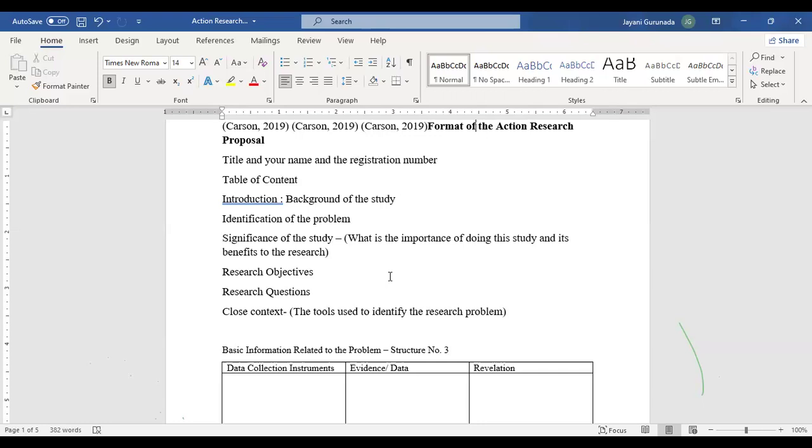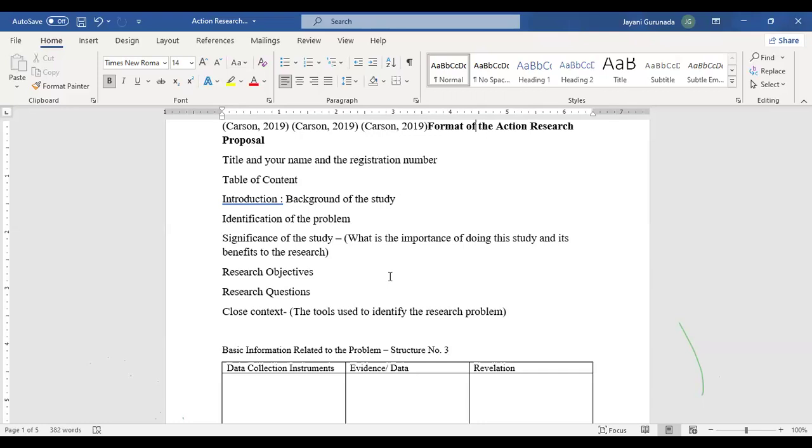Then identification of the problem. How did you identify the problem? Whether it was when you were teaching in the classroom, or when you were taking them to the playground, and they were not working cooperatively, right? Whatever the problem, you have to show how you identified it. Then next, significance of the problem: why it is important to do this research, to explain. The research objectives, research questions.